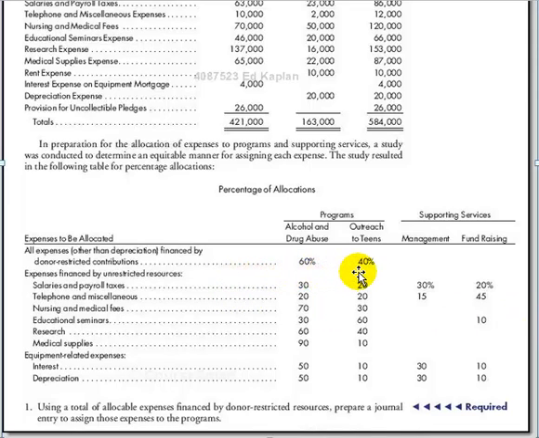Okay, we've got a 60-40 split for all expenses other than depreciation financed by donor restricted contributions. Okay? And they also came up with allocations for other items. So we've got salaries and payroll, telephone, miscellaneous, nursing and medical fees, education seminars, various percentages were done. All right, what's our first requirement? Using the total allocable expenses financed by donor restricted resources, prepare the journal entry to assign these expenses to the programs. All right, well, let's take a look at this.